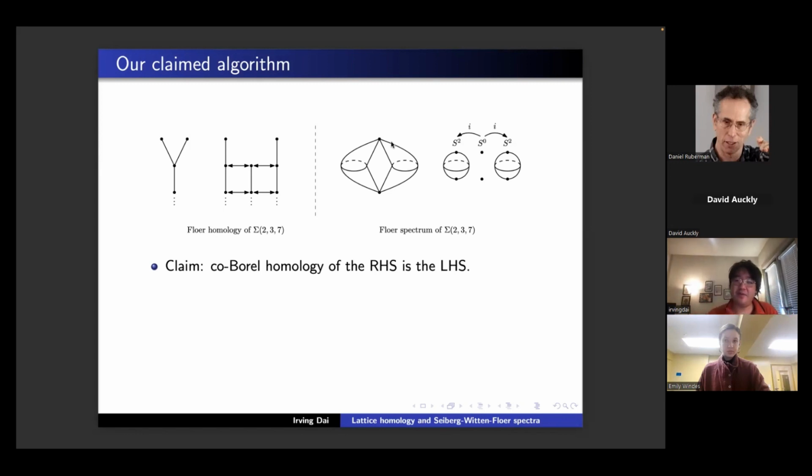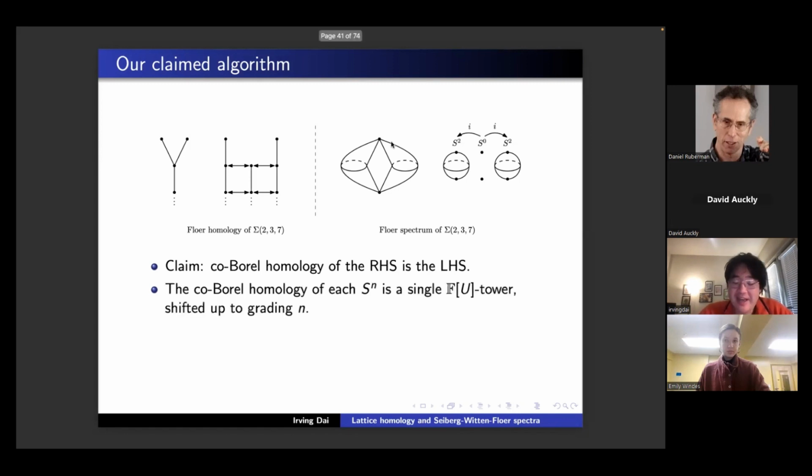So you might be wondering how I'm going to compute the co-Borel homology on the right. Well, this is why it's so pleasing. It essentially does not require the definition of the co-Borel homology. So the only thing that I'm going to require you to really believe is that the co-Borel homology of a sphere Sn is, in fact, a single F[U] tower shifted in grading. Why is that believable? Well, it's because I told you that the Seiberg-Witten-Floer spectrum of S3 is S0. So the co-Borel homology of S0 should be the same as HF minus of S3, which is, of course, just a copy of F[U].